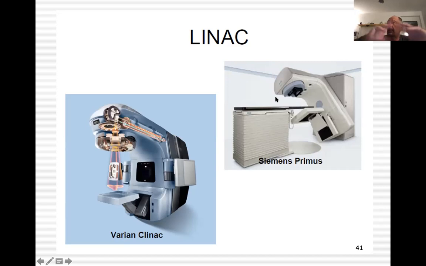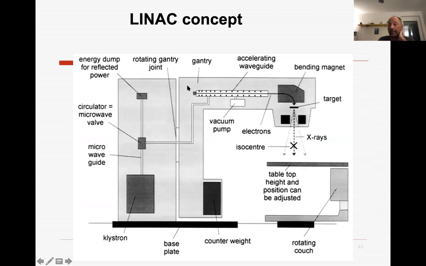And these objects rotate around the patient so that you can irradiate from different angles. This is a little bit more the detail of the accelerator. There's a microwave guide, the klystron. We will see why in a second. This is the gantry, so that's the part that rotates around the patient. And this is the accelerator waveguide.